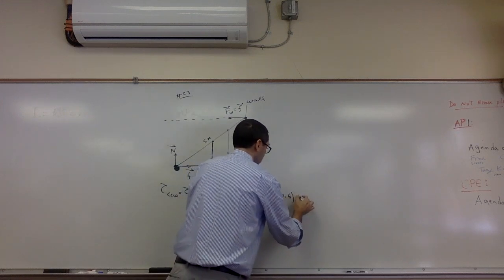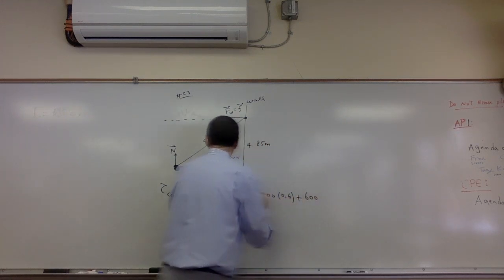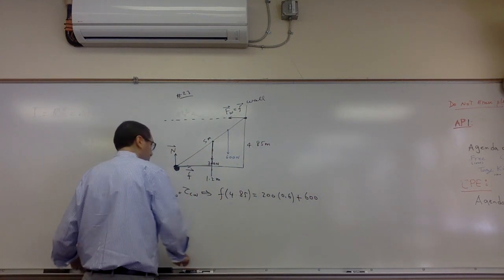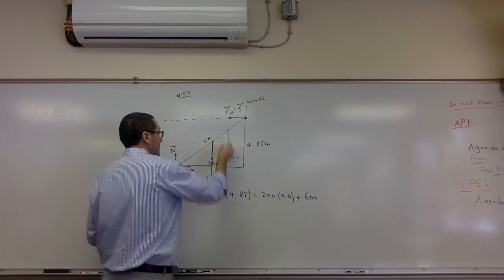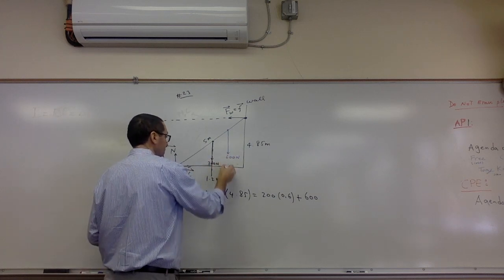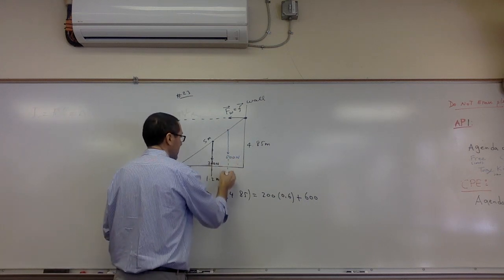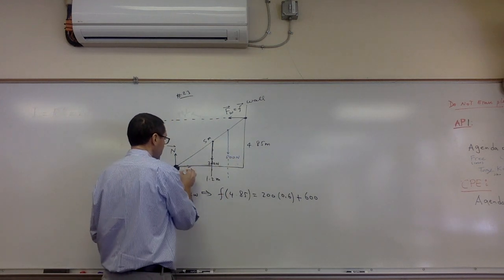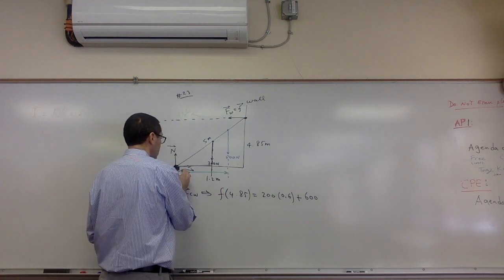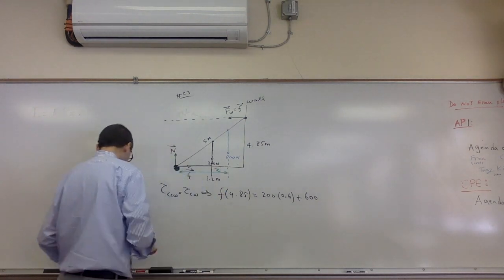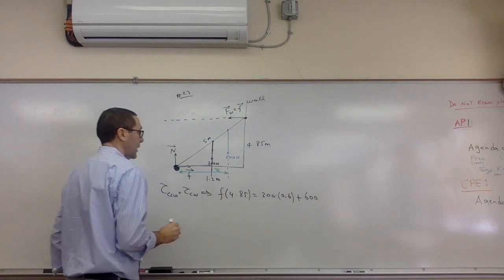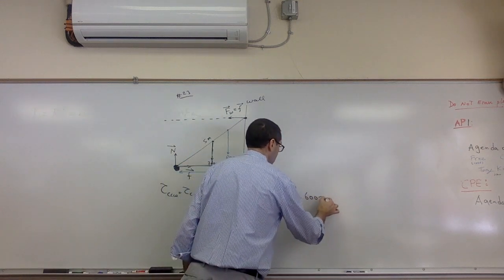Plus, I'm going to say 600 times x. Well, what's x? X being the distance between this line of force and the axis of rotation. So this green double arrow is basically your x. So I'm just going to put an x there, right?